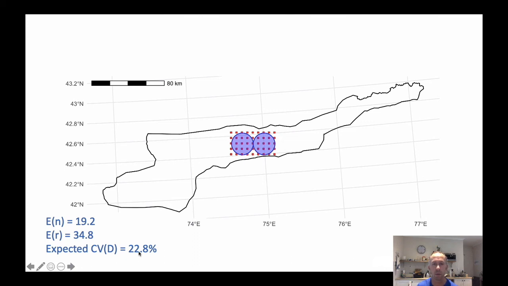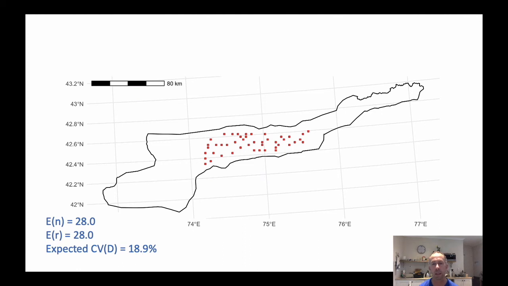If we use the second objective function, the one that tries to minimize the CV of density estimates, to try and balance the expected number of unique animals and recaptures, we land up with a design that looks like this. That returns 28 unique animals and 28 recaptures in expectation, so it's balanced these two. And that improves the expected CV of density estimates from 23% down to 19%.